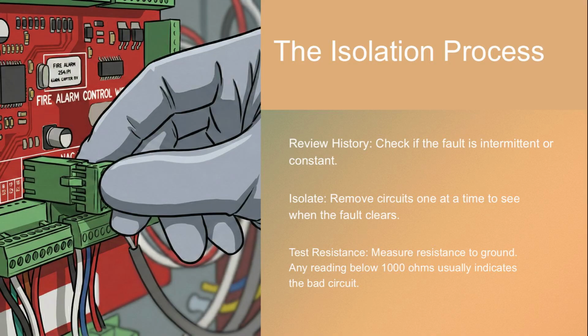Step 1 is to identify the circuit. You need to determine if the fault is on the SLC loop, the NAC circuit, the power circuit, or an auxiliary output. Begin isolating the fault by removing these circuits one at a time from the panel. After you remove a wire, wait and observe if the ground fault clears on the display. This confirms exactly which loop has the problem.